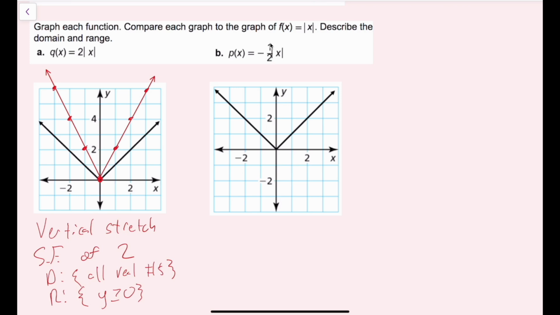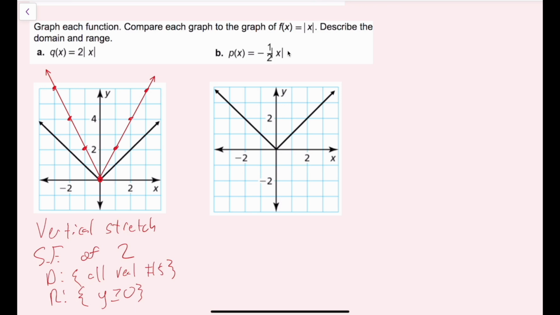And then this 1/2, well, here I was multiplying by a number that's larger than 1, and then here I'm multiplying by a number that is in between 0 and 1. So this 1/2 is actually going to be a vertical shrink by a scale factor of 1/2. Remember, it's vertical because it's on the outside. It's a shrink because it's in between 0 and 1.